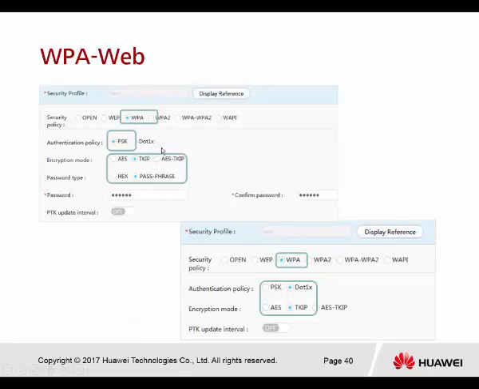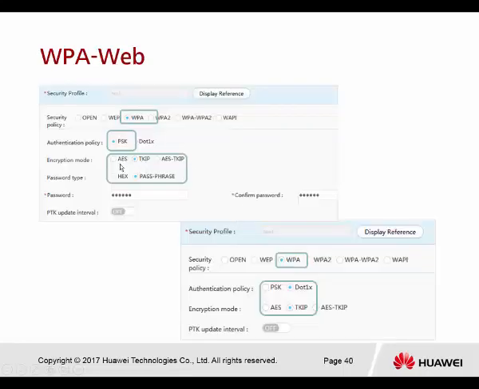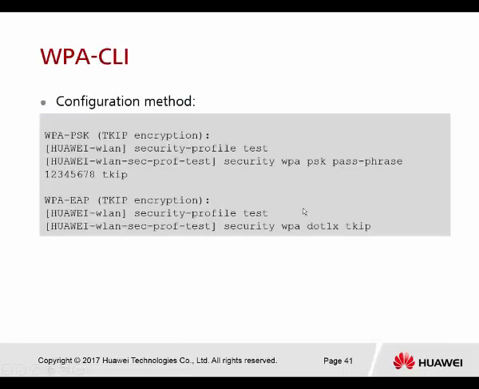And this is the configuration. Select WPA, select PSK. What kind of encryption do you want to use? TKIP, passphrase, enter the password. So the selection here is very simple. And this is for the CLI. You just enter back to the security profile, put WPA, pre-shared key, passphrase with your password, and what kind of encryption that you want to use, TKIP. Or you can put in another encryption, this one, AES. Below here is for the 1X.